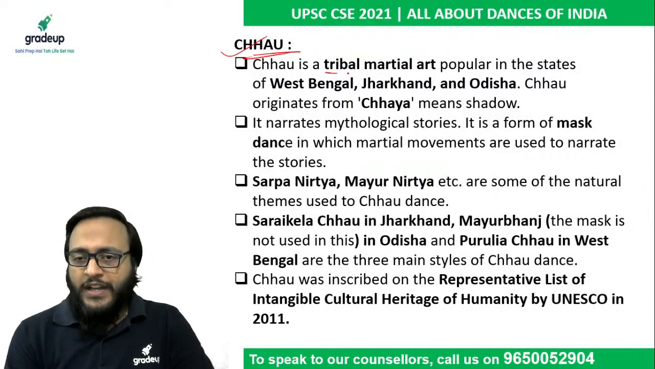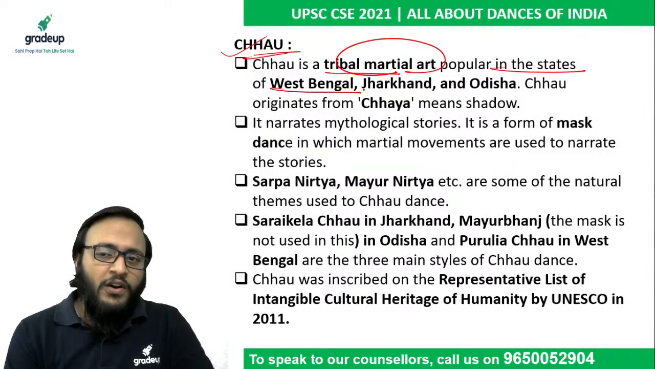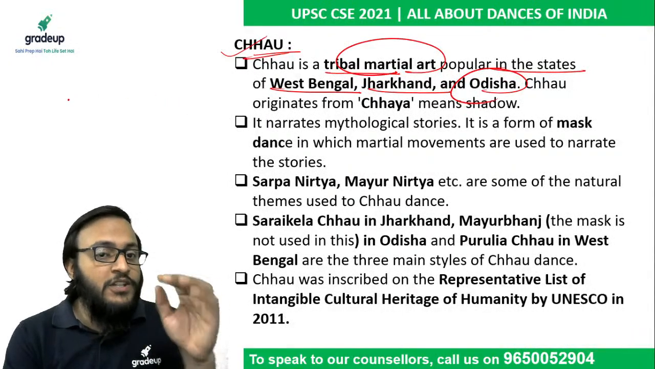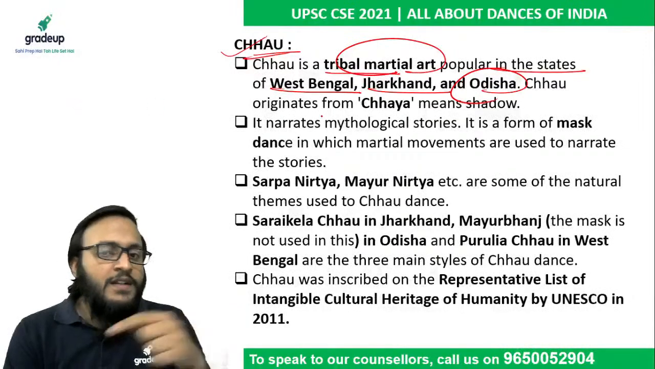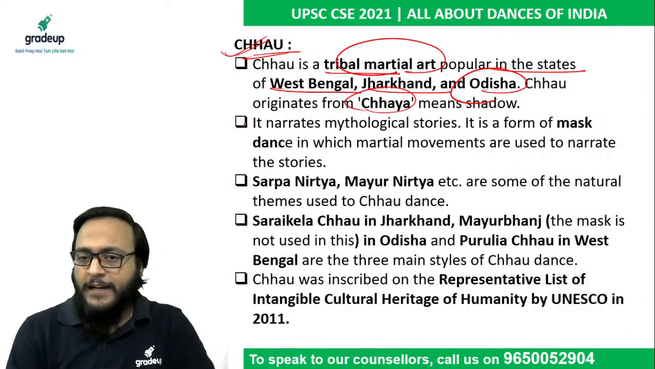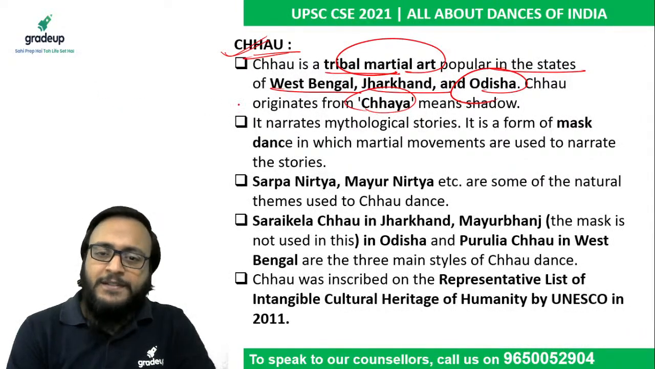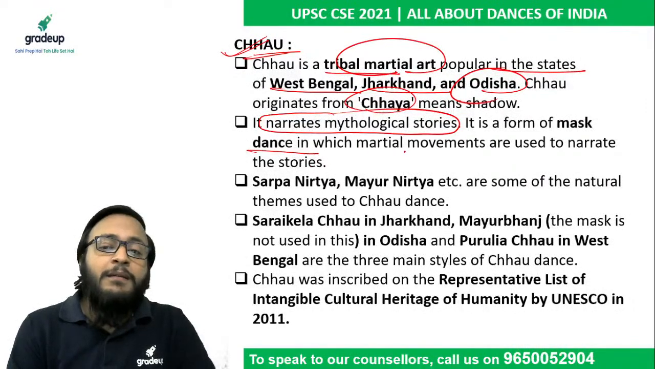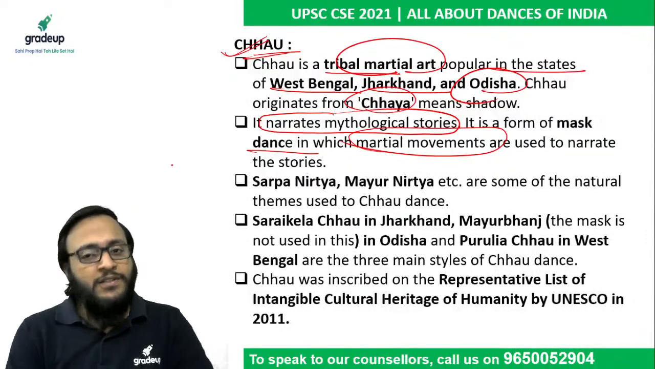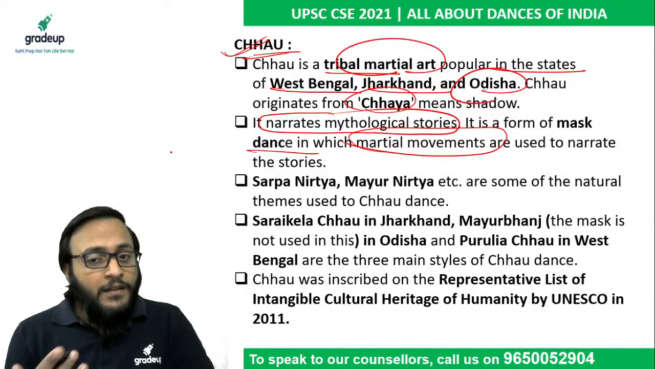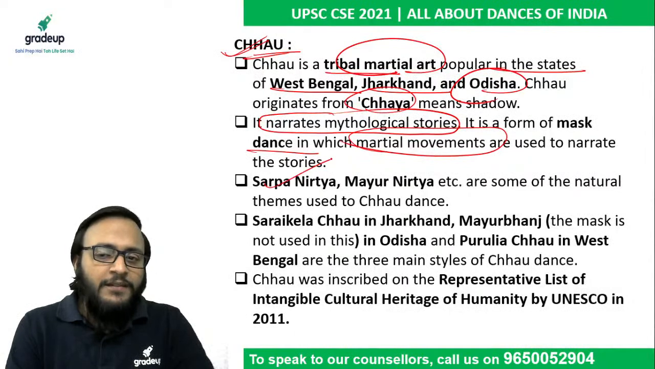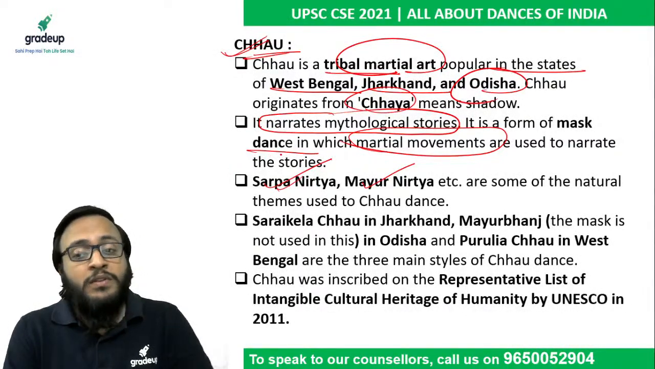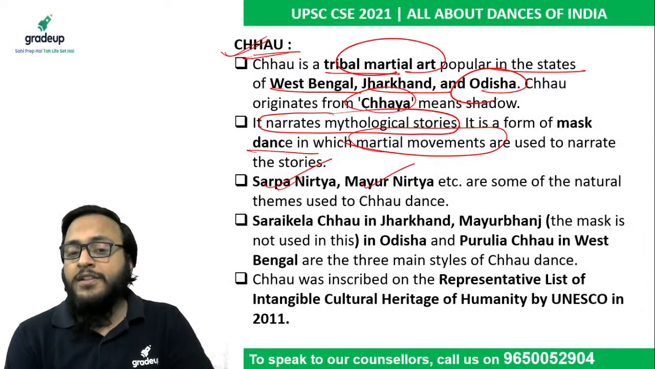Chhau is a type of tribal martial art popular in the states of West Bengal, Jharkhand, and Odisha. Chhau comes from Chhaya, which means shadow. So basically it is pronounced as Chhau, but it originated from Chhaya. And what is the purpose and what are the different types? So guys, the purpose is to narrate mythological stories where mask-wearing dancers perform martial art movements to narrate these stories. The movements of various animals such as snake and peacock are followed, and these are named after them, like Sarp Nritya, Mayur Nritya. These are some of the popular themes of the Chhau dance.